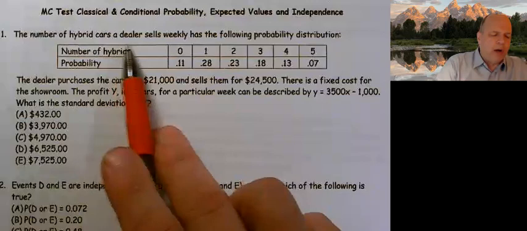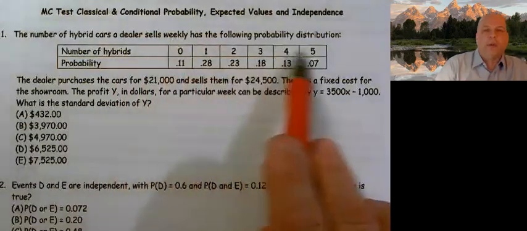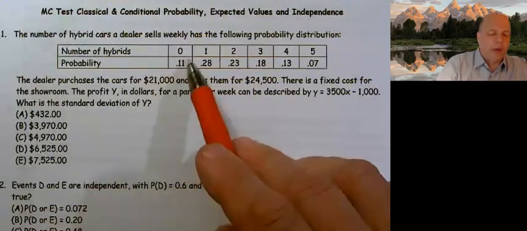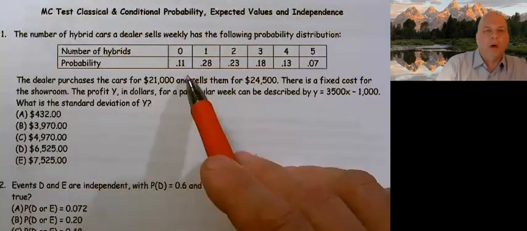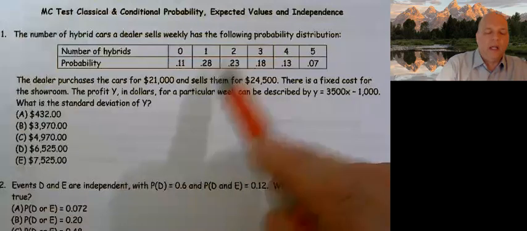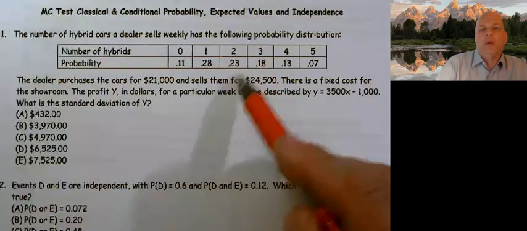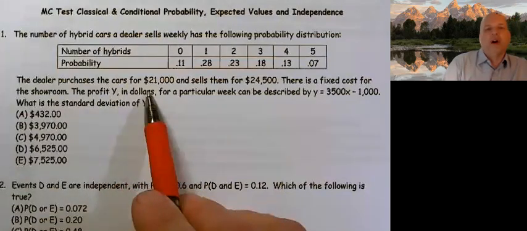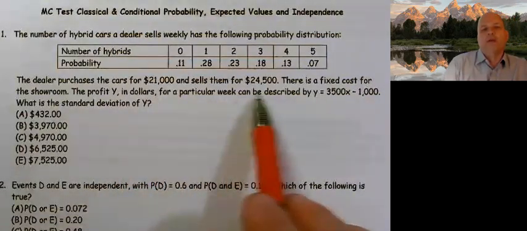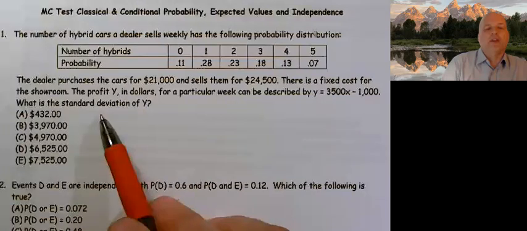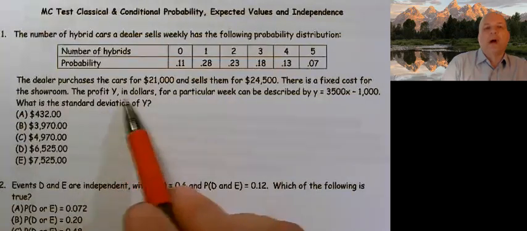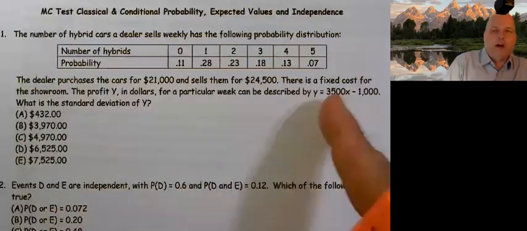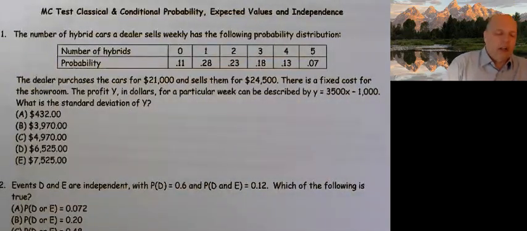The number of hybrid cars a dealer sells weekly has the following probability distribution. So they're telling me that this just represents the number of cars. Probability of 0 cars is 0.11, probability of 1 car is 0.28, probability of 2 cars is 0.23, et cetera, et cetera. The dealer purchases cars for $21,000 and sells them for $24,500. There's a fixed cost for the showroom. The profit in dollars for a particular week can be described by this function. What is the standard deviation of y?